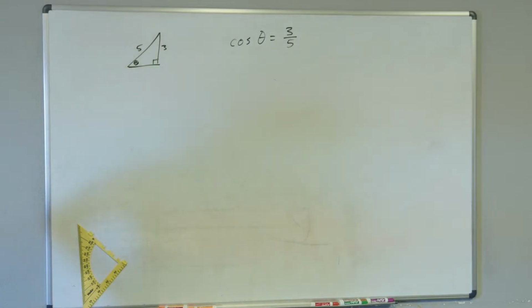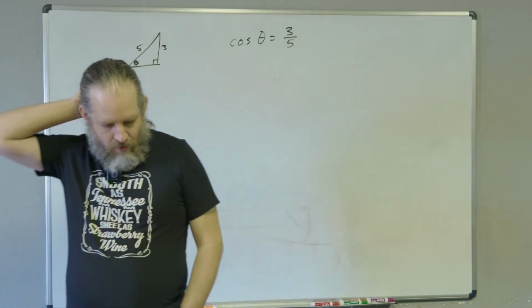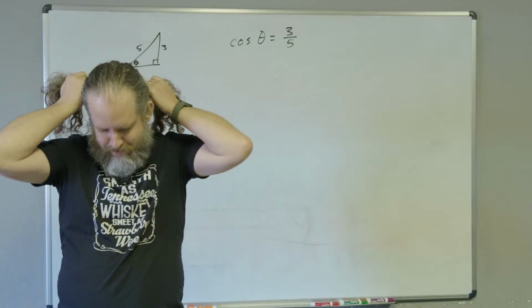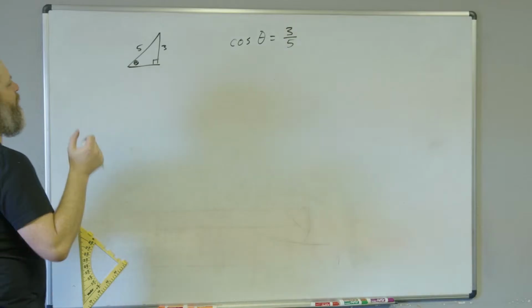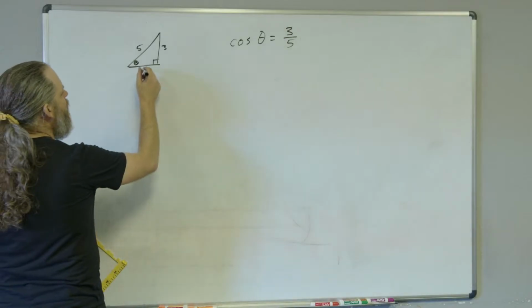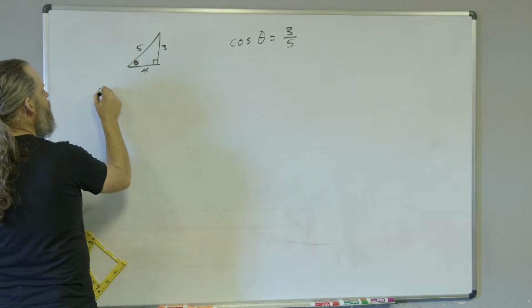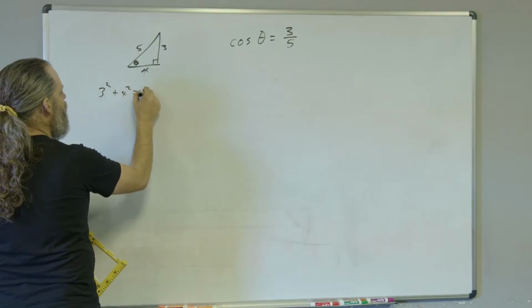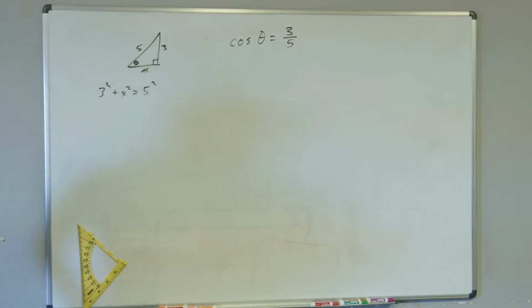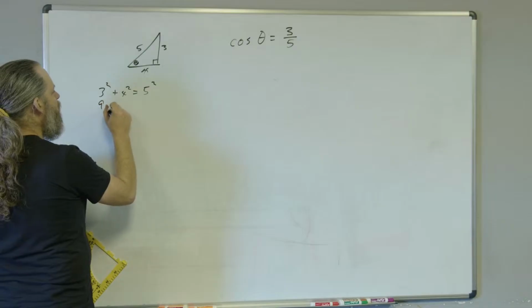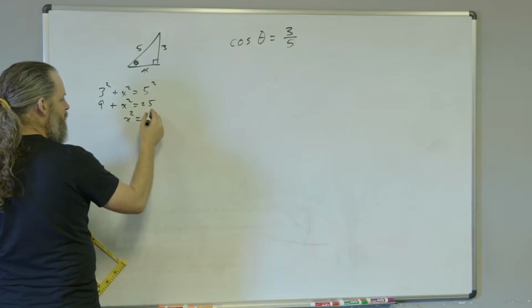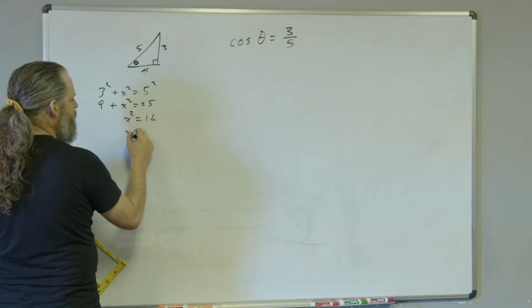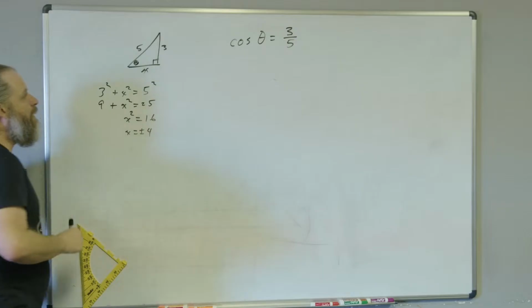Okay, so what could we do to solve this problem? We should probably find the other side of the triangle. That's a great idea. 3 squared plus x squared equals 5 squared. 9 plus x squared equals 25. X squared equals 16. X equals plus or minus 4. We only care about one of those.